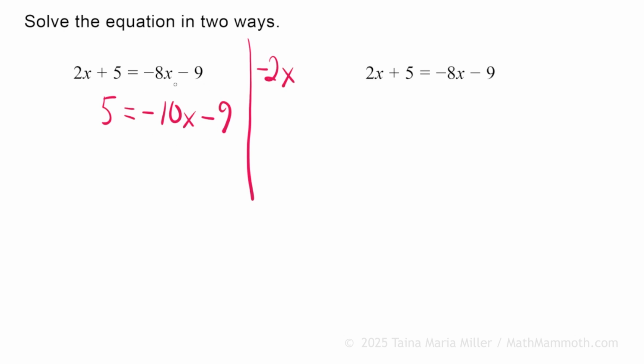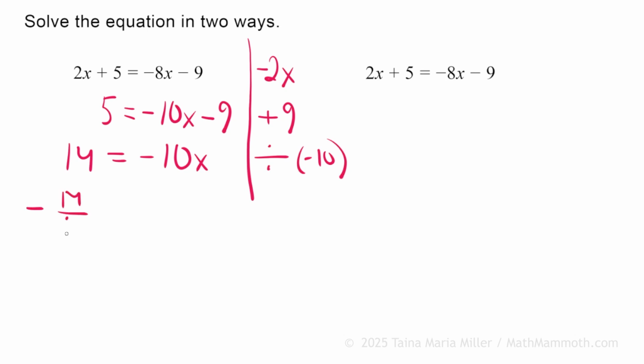Next step, can you see? Since we want to isolate the term with x, then we will add a 9 to both sides, leaving 14 on this side, negative 10x here. And then lastly, divide by negative 10. So we will get negative 14 over 10 equals x. And that we could write as a decimal if we want to, minus 1.4, or we could simplify it to minus 7 over 5, or minus 7/5.